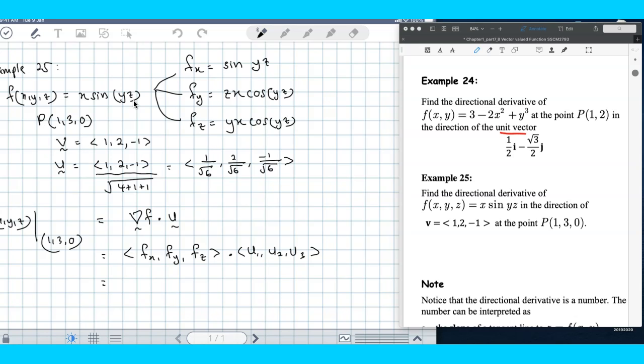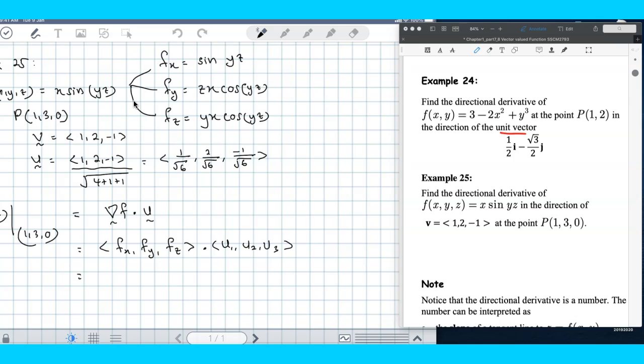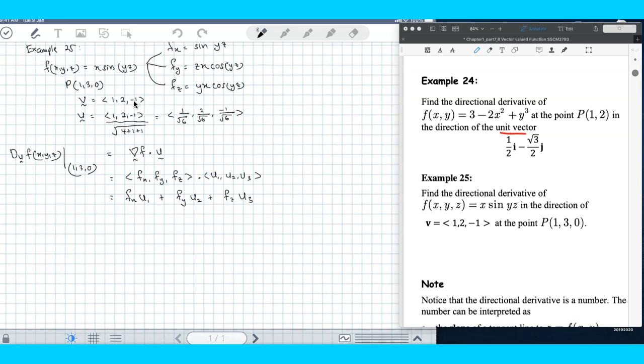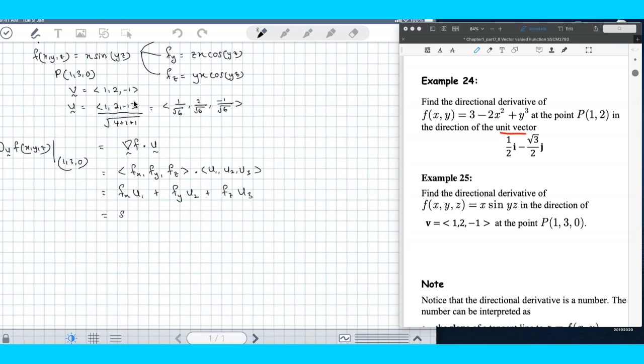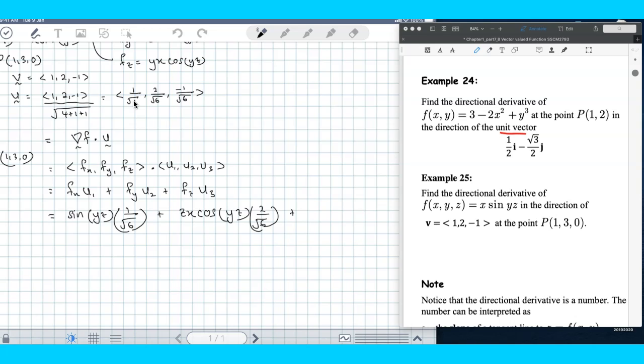Okay, so then you have a dot product, so fx u1 plus fy u2 plus fz u3. So then we substitute: sine yz multiplied by u1, where u1 is 1 over square root 6, plus fy, we have zx cos of yz multiplied by u2, we have 2 over square root 6, and then plus fz, which is yx cos of yz, times u3, we have negative 1 over square root 6.